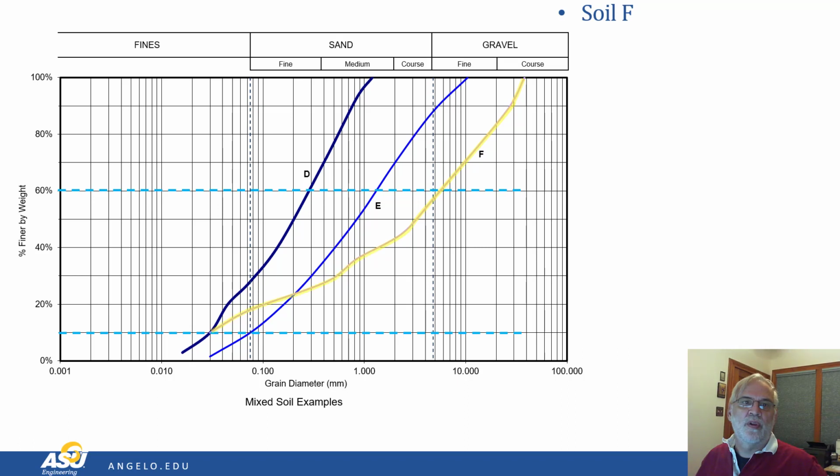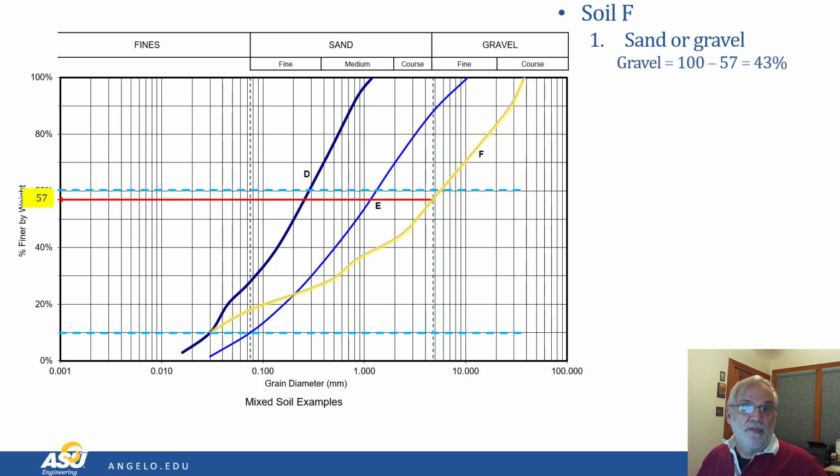Our final soil is F. Again, we start with the determination of the amount of sand and gravel. And we find that the percent passing the number 4 sieve is 57%. So the percent of gravel is 100 minus 57, or 43%. The percent passing the number 200 sieve is 18%. The percent sand is 57 minus 18, or 39%. So the soil is a gravel.